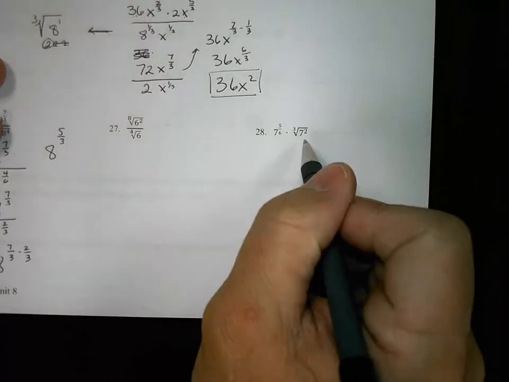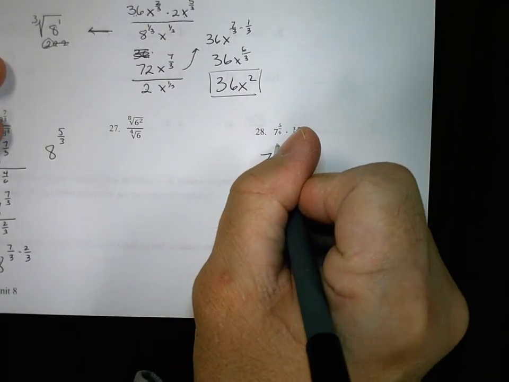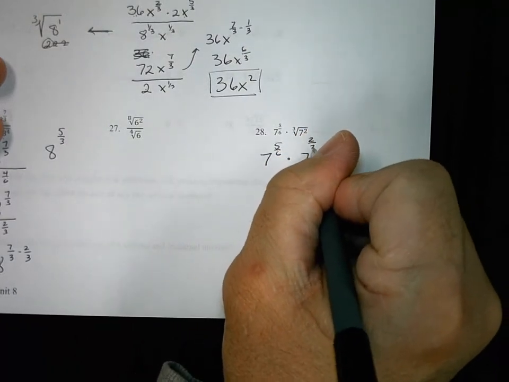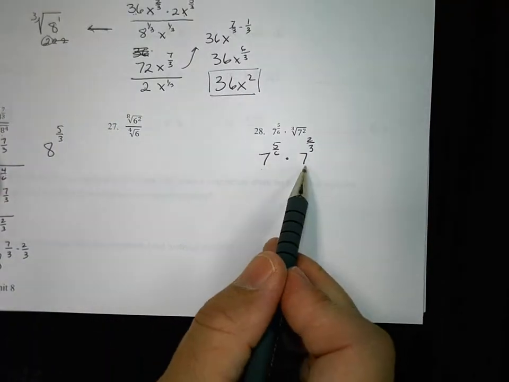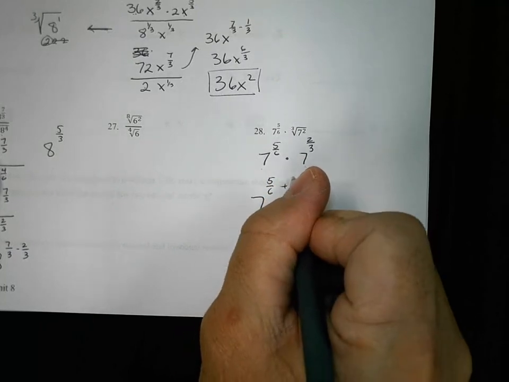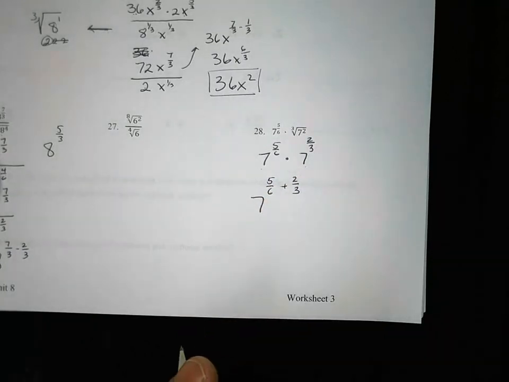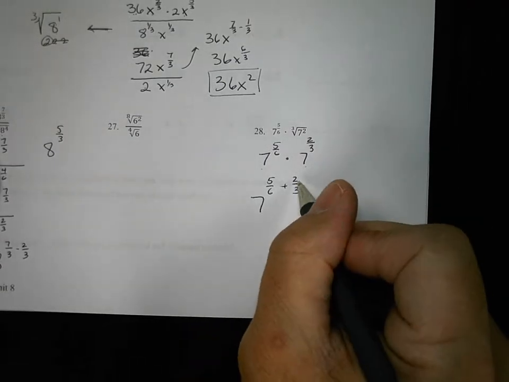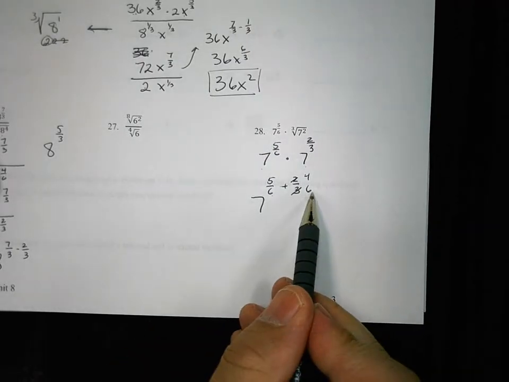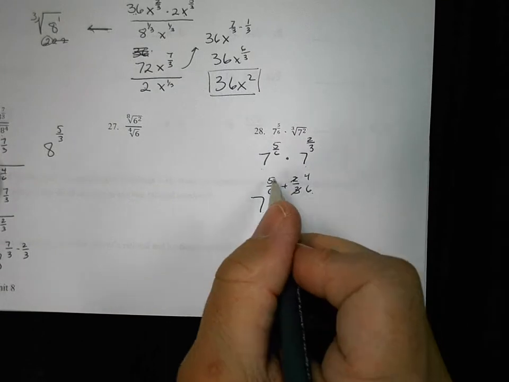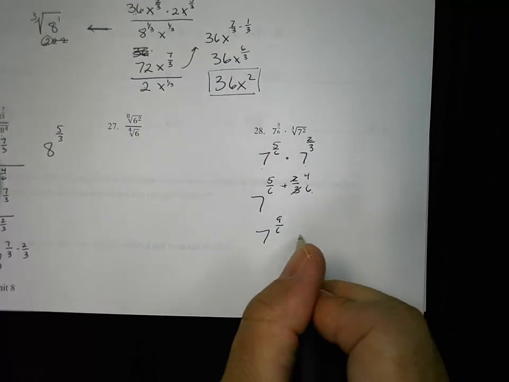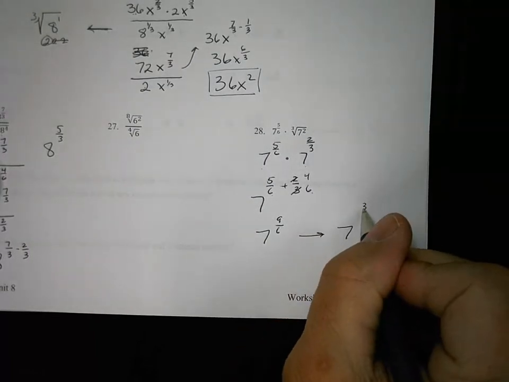All right, last one. So let's see here. We have 7 to the 5/6 times 7 to the 2/3. All right, when you're multiplying the same base, add the exponents. So 5/6 plus 2/3, which we need to convert. Maybe save a little step here. We're going to multiply this by 2 and get 4. Multiply this by 2 and get 6. Now we have the same denominator. So it's 7 to the 5 plus 4 is 9/6. And of course, we'd want to reduce. So this is 7 to the 3/2.